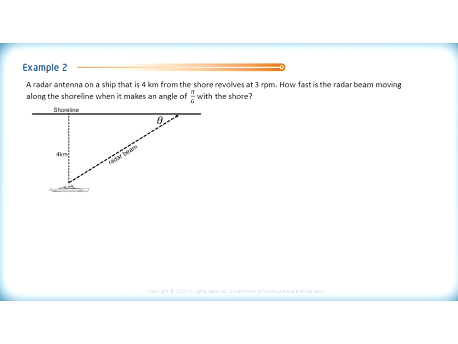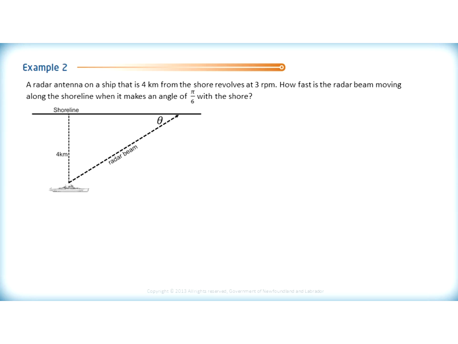Another one. This one looks tricky. A radar antenna on a ship that is 4 kilometers from the shore revolves at 3 rotations every minute. That sounds pretty slow for a radar antenna, but we'll take it. How fast is the radar beam moving along the shoreline when it makes an angle of pi over 6 with the shore? Okay. So let's get some quantities on here.